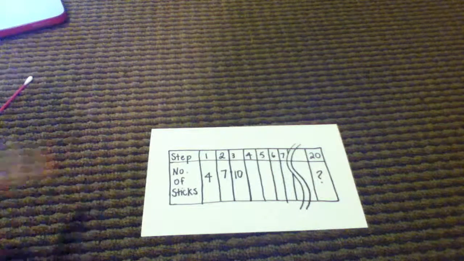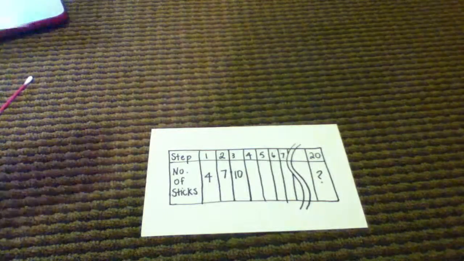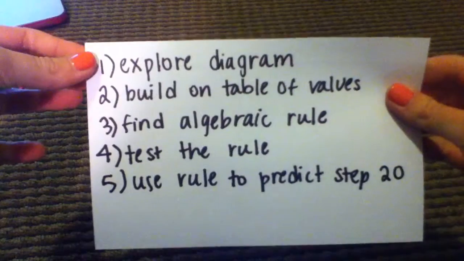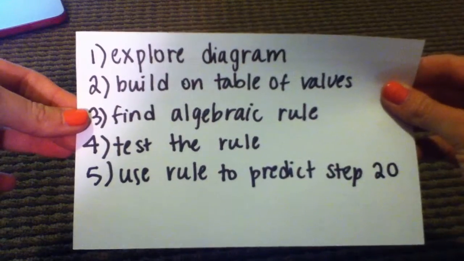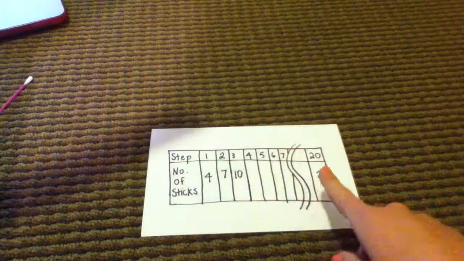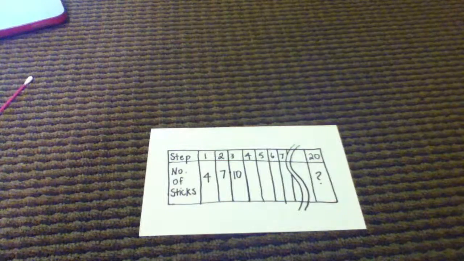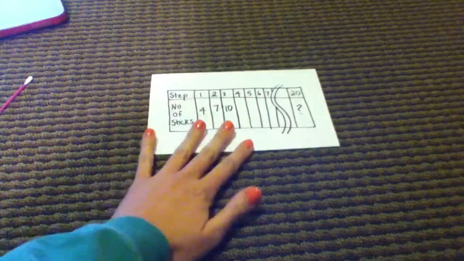Okay, today we're going to be exploring this diagram, and we're going to be using it to do a series of things, including going to explore the diagram, build on the table of values, find the rule that goes with it, test it, and use the rule to predict the number of sticks in step 20. This problem would be appropriate for 4th or 5th grade because in 4th grade they start working with associating patterns and rules together. So we're going to start by exploring our diagram, and we're going to build a visual representation.